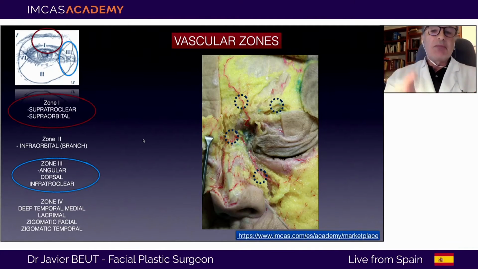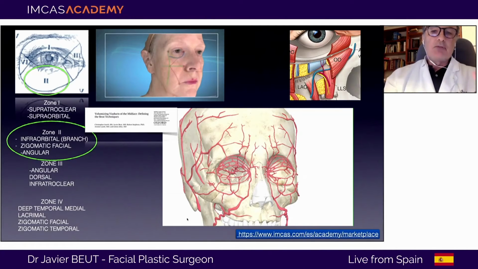For those who believe that when we touch the forehead we have to be deep, because if you go deep it is safe, be careful. We have deep arteries close to the bone, and at the same time we have very superficial arteries close to the muscle. This is very important to keep in mind.